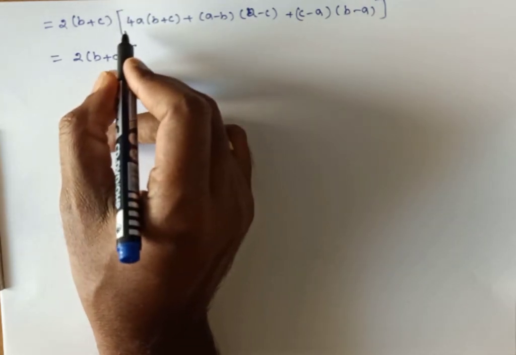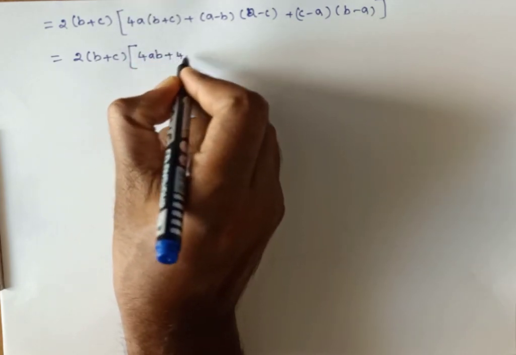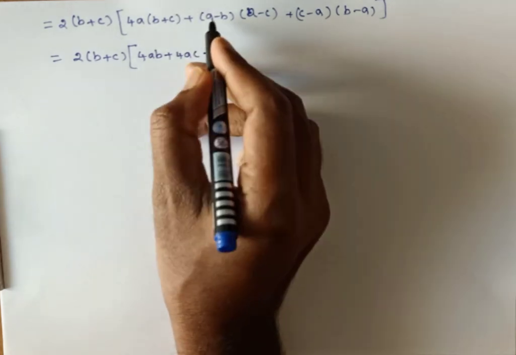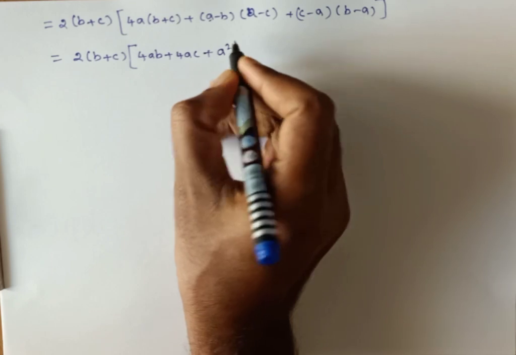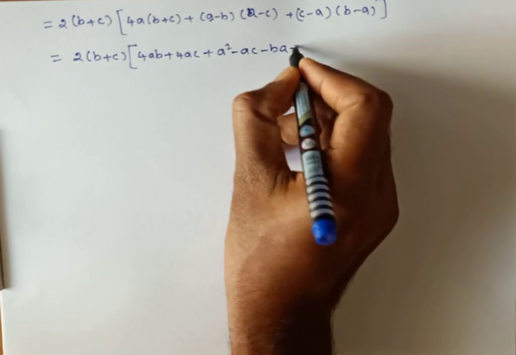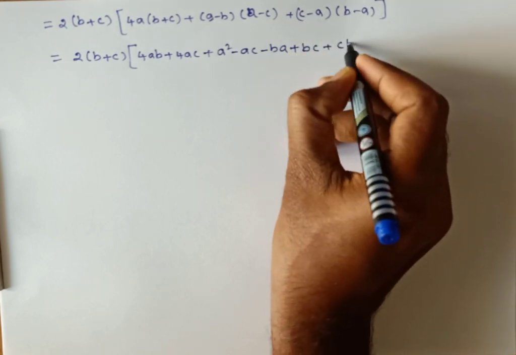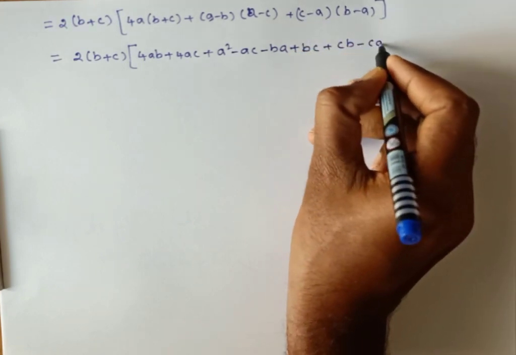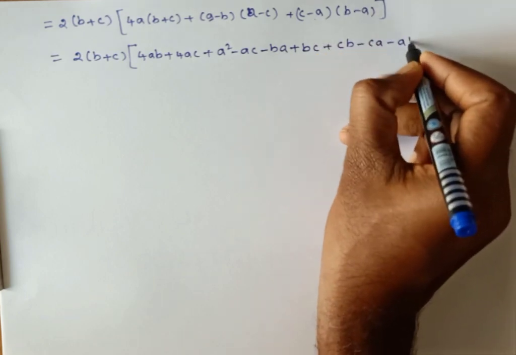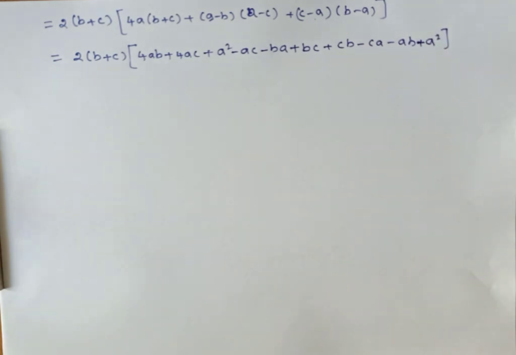Now multiply the terms, like it is 4a into b, that is 4ab, plus 4ac. Now plus here a into a, a square. Now a into minus c, that is minus ac. Next minus ba plus bc. Now plus c into b, cb. c into minus a, minus ca. Minus a into b, minus ab. Minus a into minus a, that is plus a square, right? Now here nothing gets cancelled.